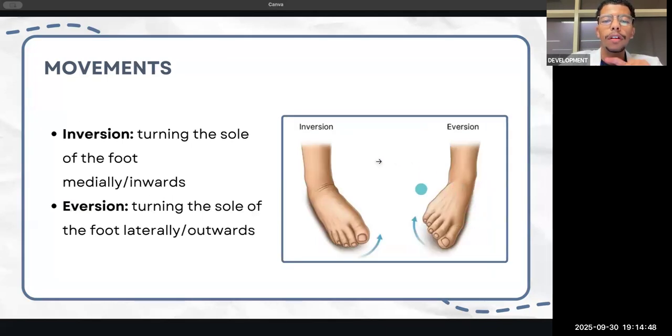And then we have also these two are in the foot. Inversion towards the medial side, so towards the middle, okay, or inwards. And then eversion, turning your foot to the side or outwards. So eversion, out, inversion, in, okay? This one is towards the median. This one is towards the lateral side.